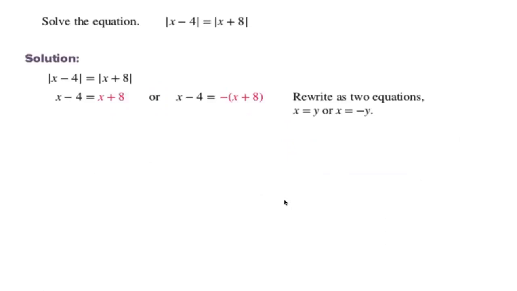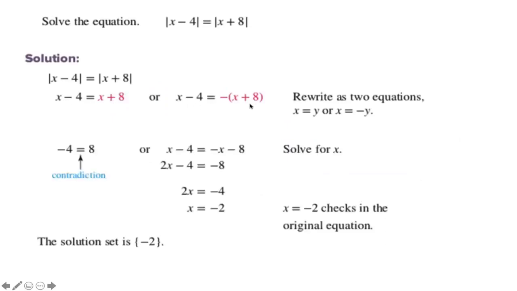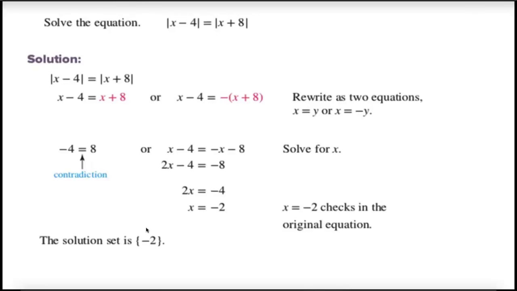Same thing for this one. Either x minus 4 is x plus 8, or x minus 4 is negative of x plus 8. If I do the left side, I get a contradiction. Subtracting x on both sides, I get negative 4 is 8. That's not possible, so this gives me no solution. On the right side, if I solve for x, I get negative 2. So this absolute value equation has only one solution, which is negative 2. Okay, that's it. Thanks for watching.